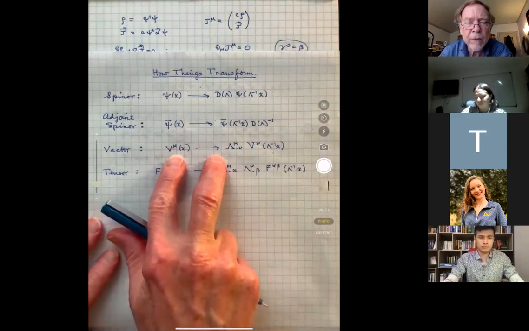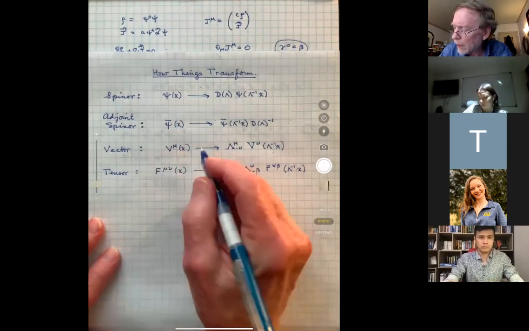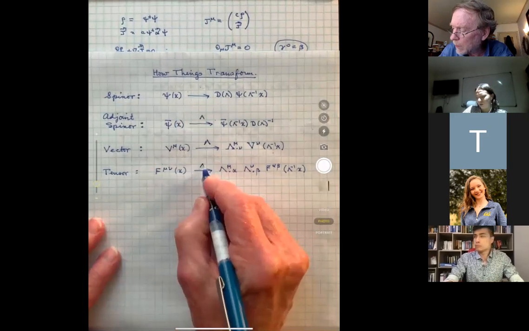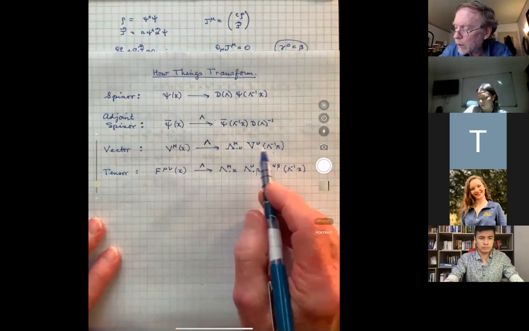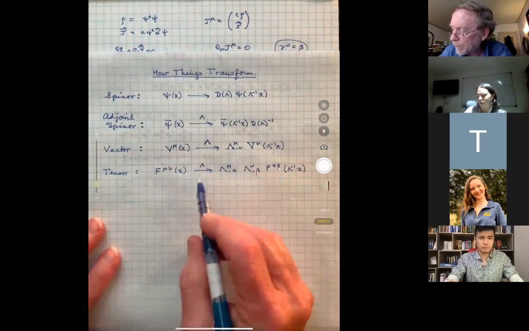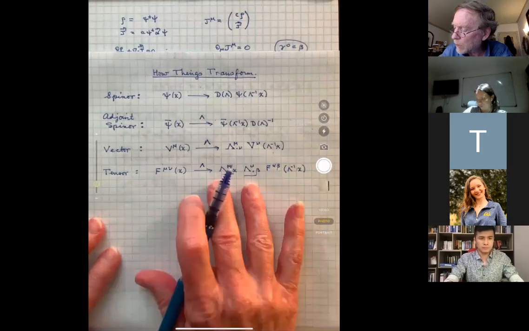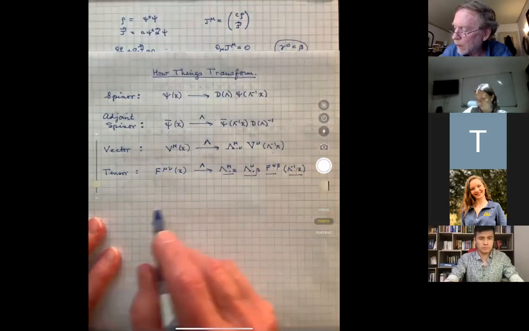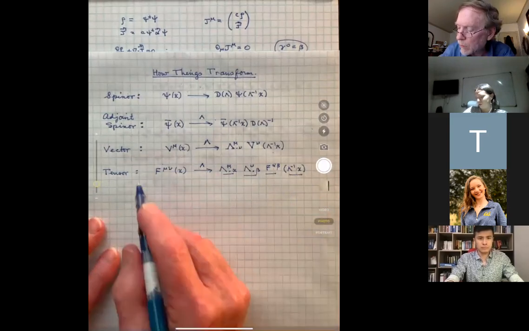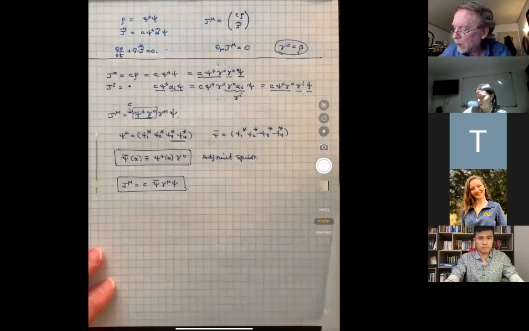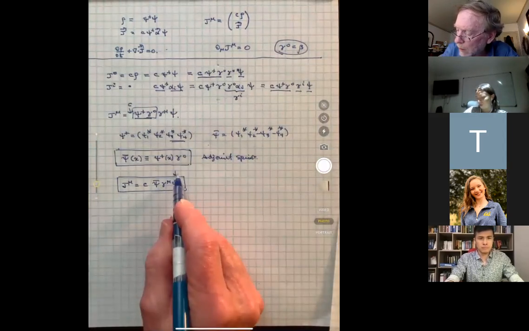If you have a vector field V mu of X, a generic vector field, it transforms under Lorentz transformation lambda. What you do is you inverse transform the point at which it's evaluated, and then you multiply the value of the field by lambda. Likewise, for a tensor, you get 2 copies of the transformation matrix on the value of the field, and then the field is evaluated at an inverse transformed point. These are the transformation laws for vectors and tensors. Well, to transform J, we're going to need to transform both psi and psi bar.